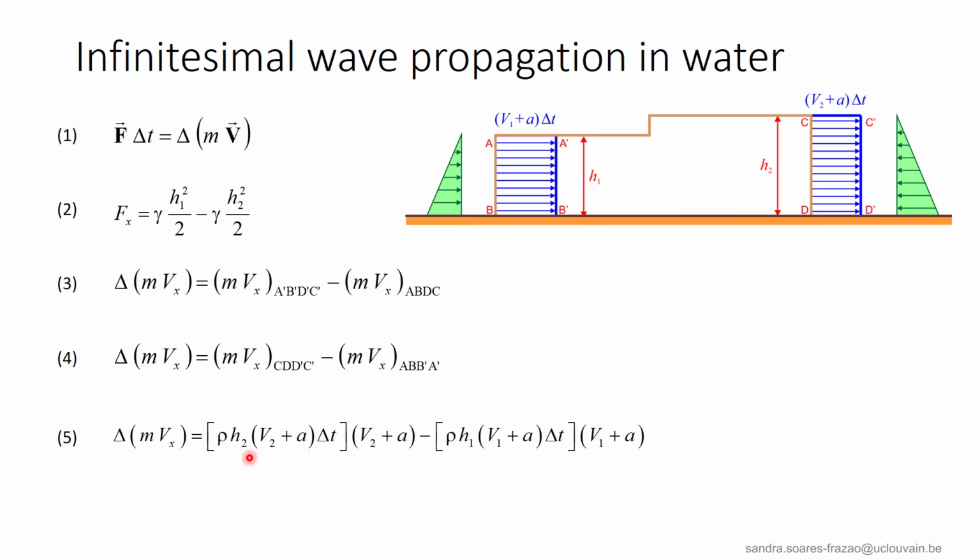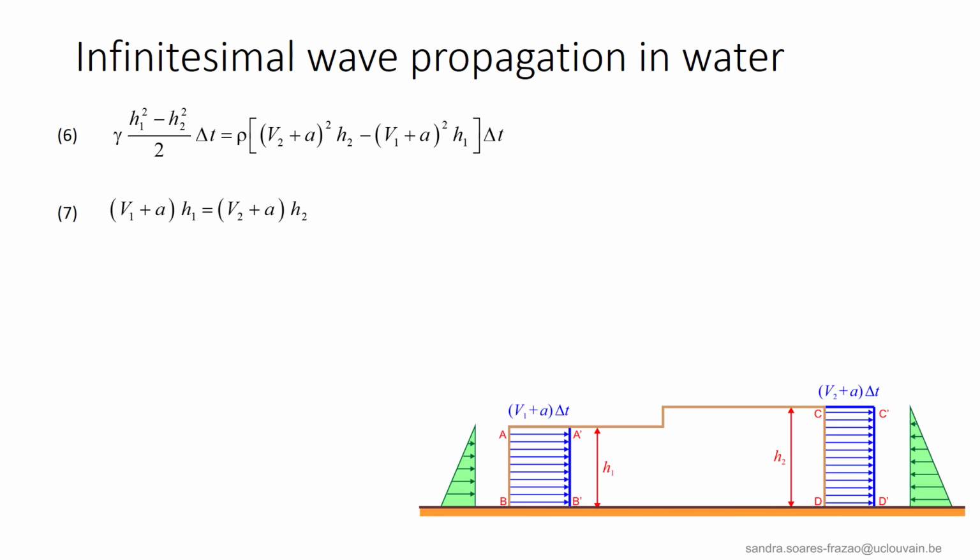Rho H2 (V2 plus A) delta T represents the mass in the volume C, D, D prime, C prime. And this mass moves at a speed V2 plus A. The last term here is a similar development for the volume A, A prime, B, B prime. We can now combine equations 2 here and 5 to write the momentum balance of equation 1, and we obtain this result.